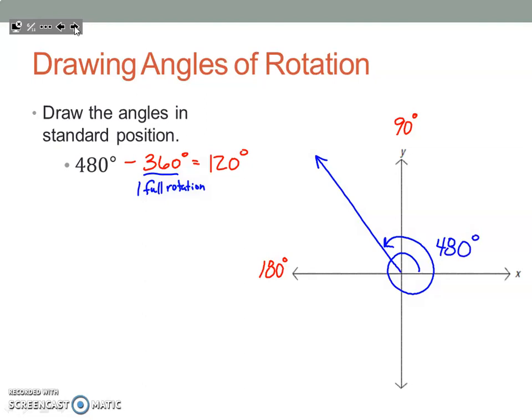Okay, so that's the first part of your homework, is just drawing these angles of rotation. Okay, the next video I have is going to be pretty short. It's going to be on finding coterminal angles. And then we will finish off with finding the radians and converting back between degrees and radians.